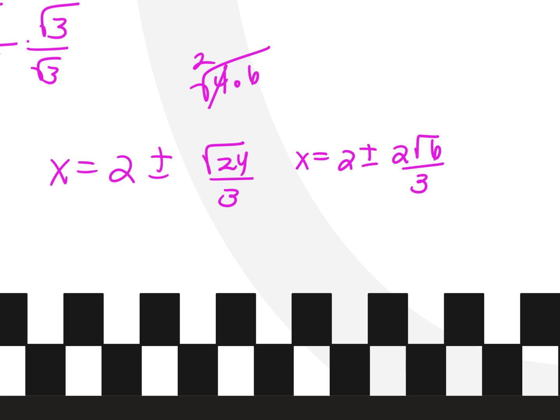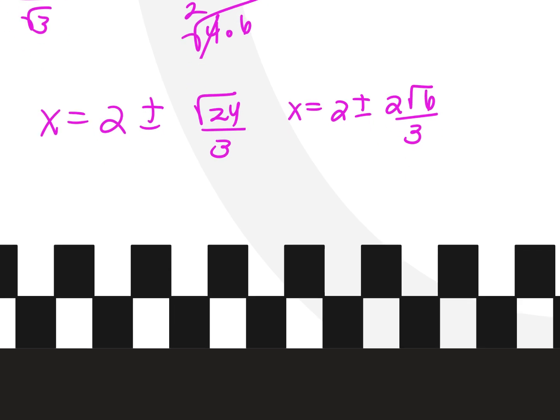Notice where the 3 is in the denominator. Is it under the entire expression? No. The 3 is only under the 2 root 6 because that's the only thing that's affected. That whole number 2 does not have a denominator. You can leave it just like this.